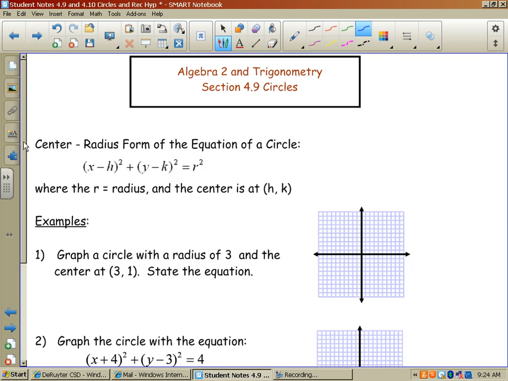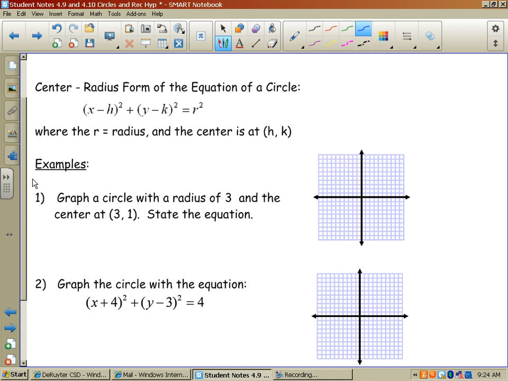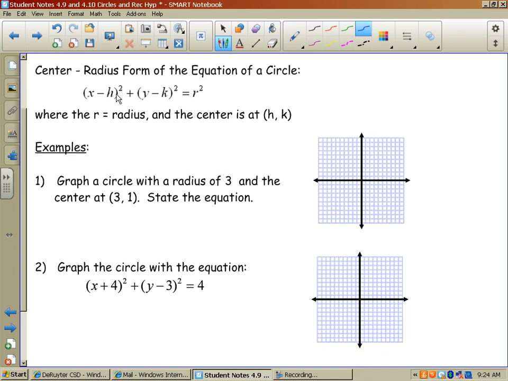Okay, on the next page, we'll just do a couple of examples. So again, giving you the formula. R is the radius, center is at HK. So let's just do a few different examples. One, we can graph a circle, radius of 3, and the center at 3, 1. So 1, 2, 3, 1, so there's our center. Radius of 3, 1, 2, 3, 1, 2, 3, 1, 2, 3. So we're just counting 3 in each direction.